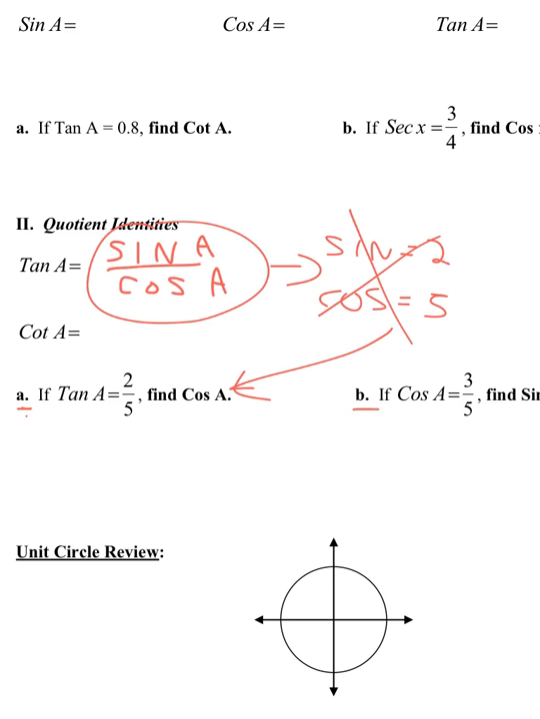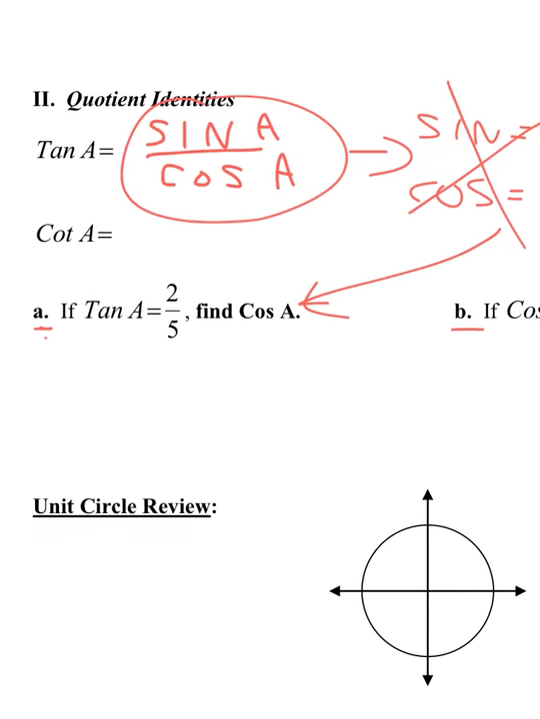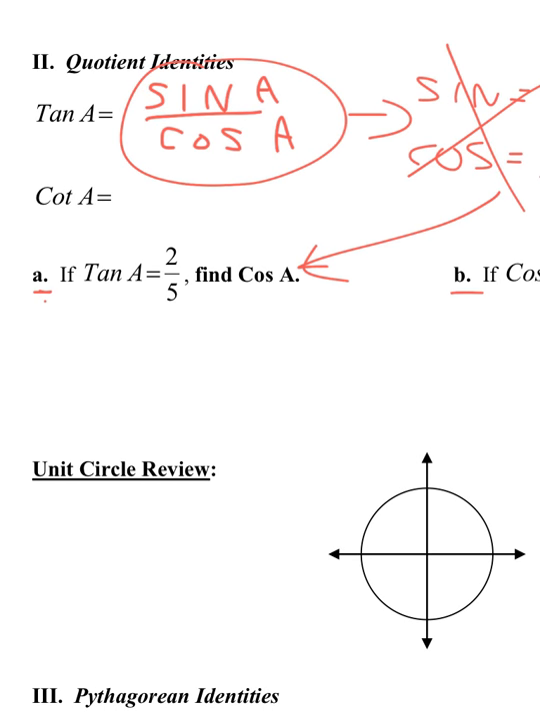So what we have to do is we have to draw a right triangle. So let me just kind of zoom in here. Alright, I'll zoom in right here, and we'll draw a right triangle for A. Okay, so if I draw this right triangle, I'll say this is A.